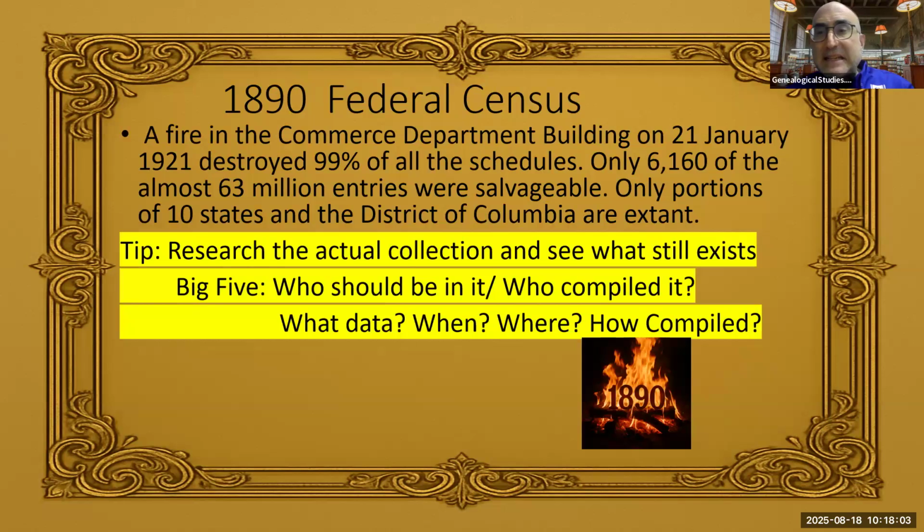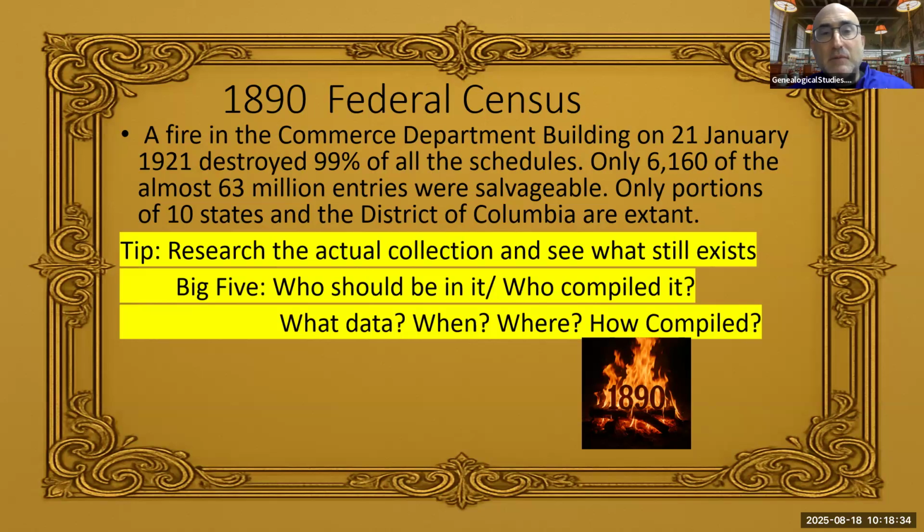Now, the next census is the 1890, and unfortunately, a fire in 1921 destroyed 99% of the census schedules. So out of the 63 million entries of people, only 6,160 survived. And this is the most important tip I can give you when you're doing any genealogical research: research the collection and see what still exists.